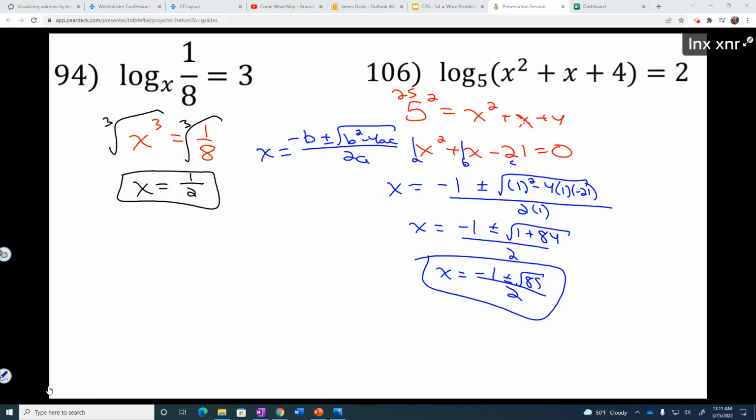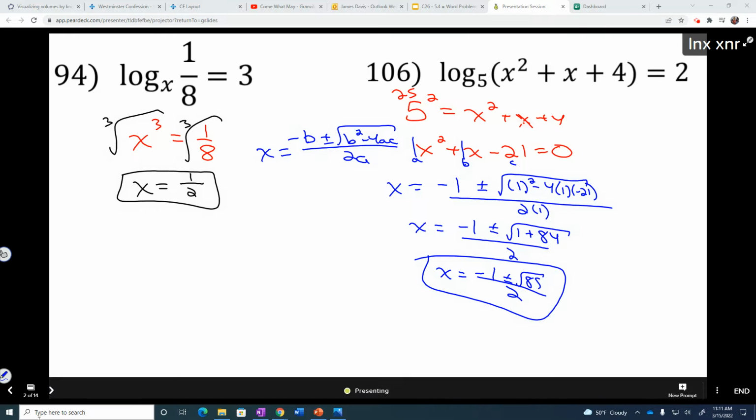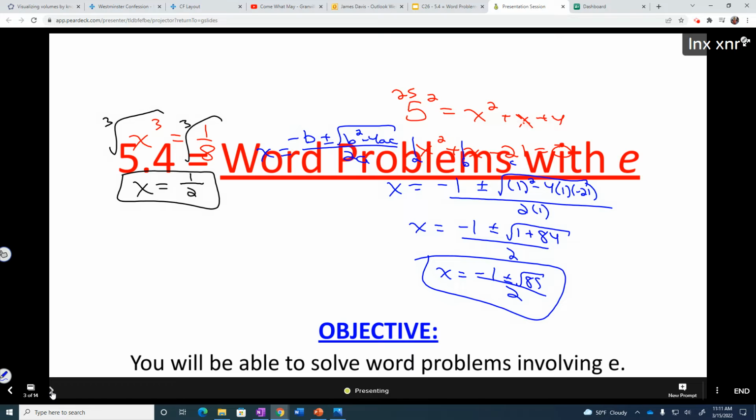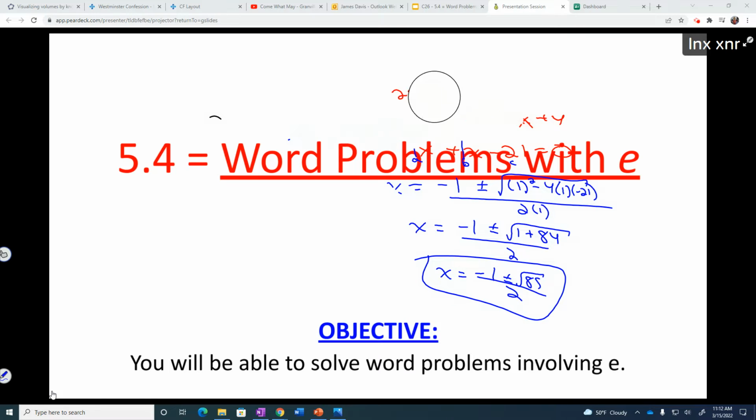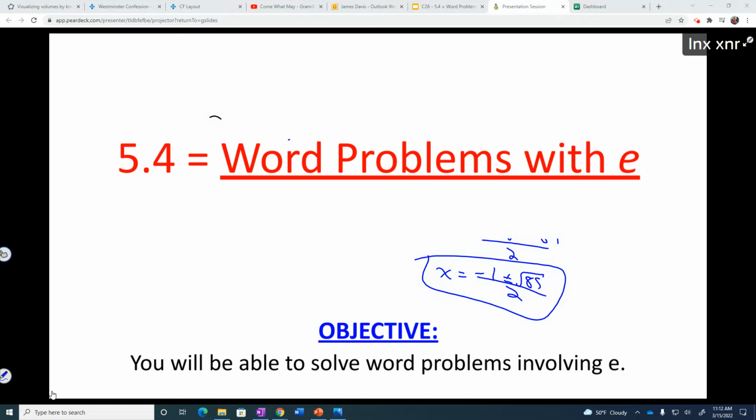All right, so those were the 2 hardest ones. Today we are going to get to some word problems. But before we do the word problems, we got to get a little bit of knowledge here, and then we're going to be doing a few word problems most of the period. So we're almost done with 5.4. And today we're going to look at word problems with E in them. But in order to solve a word problem with E, we got to know how to solve a regular problem. That's what we're going to do first. Let's look at a couple examples, and then we'll switch to the word problems.